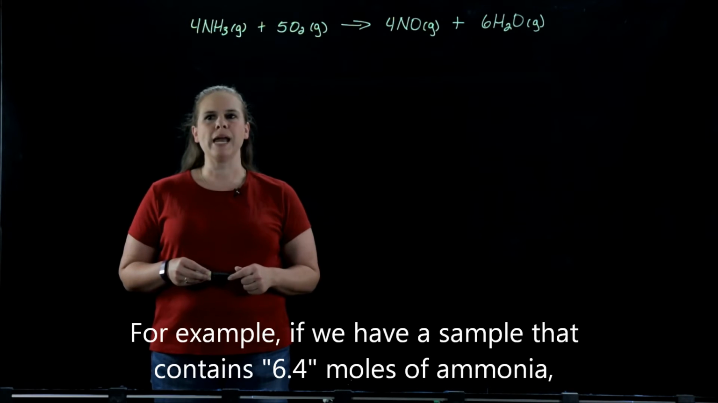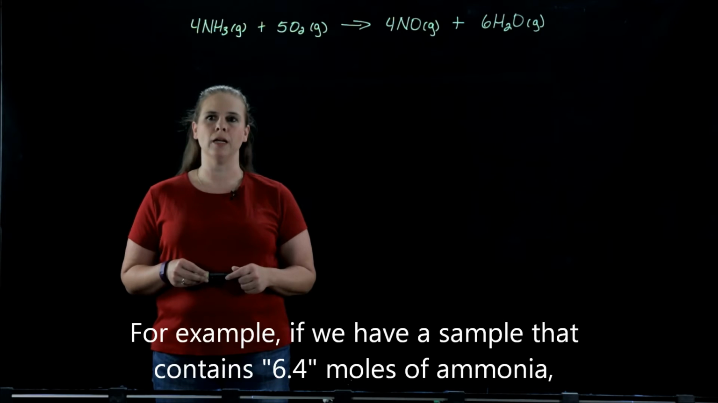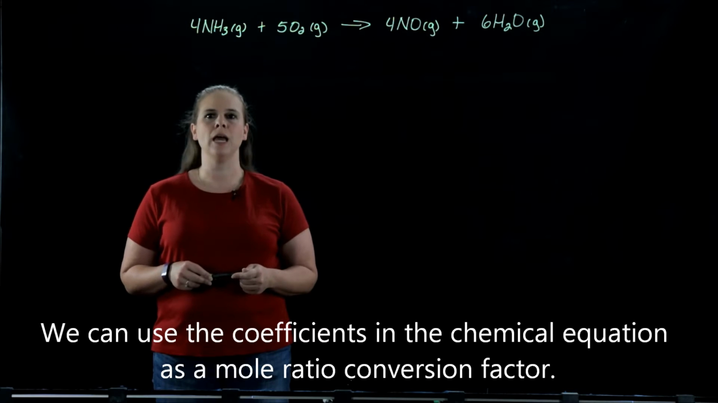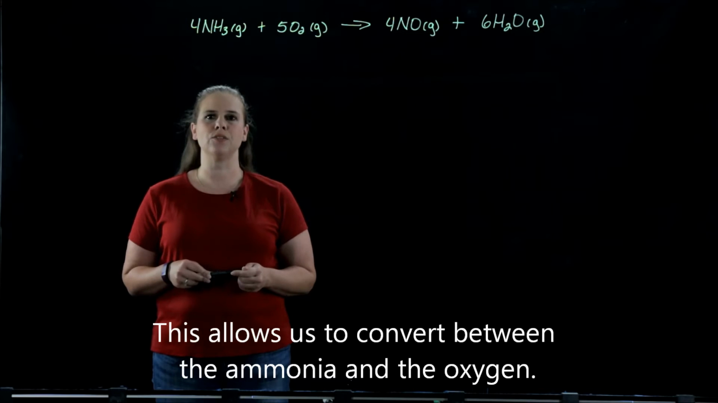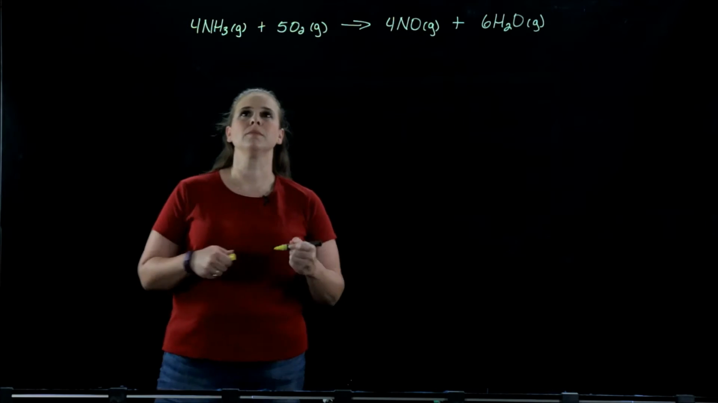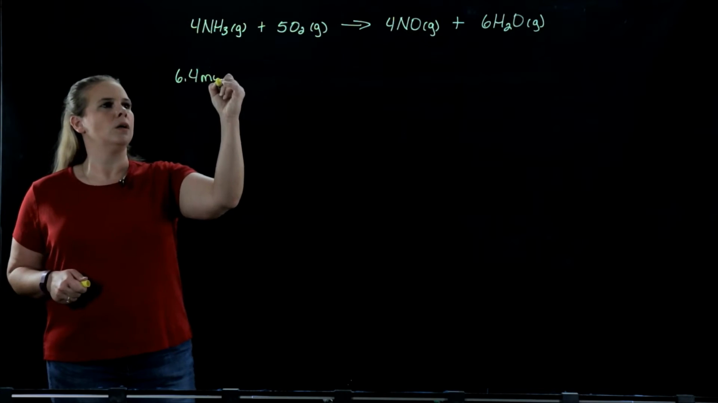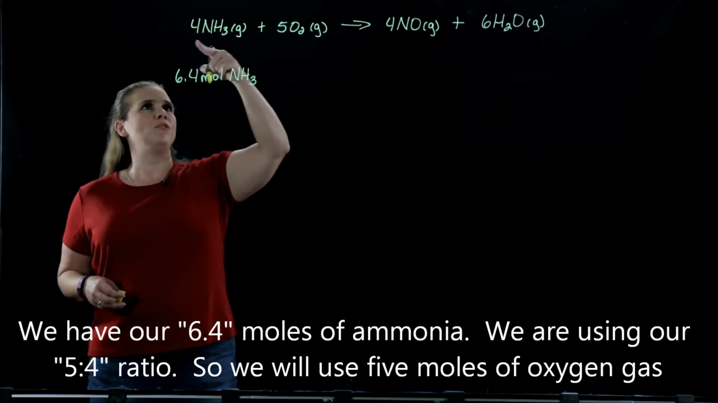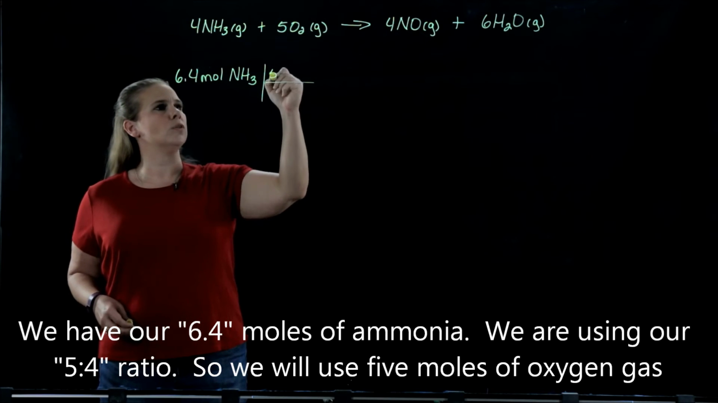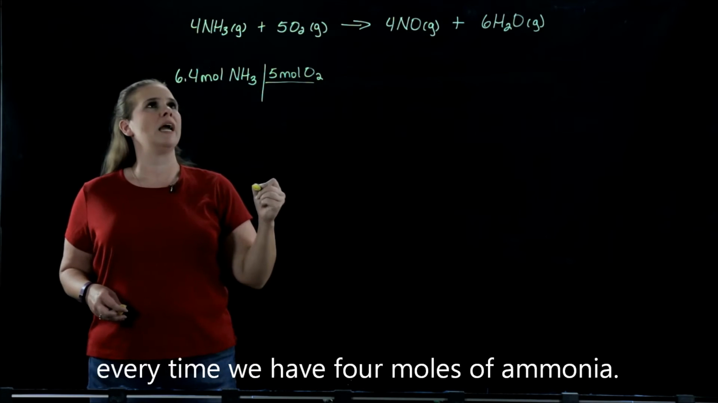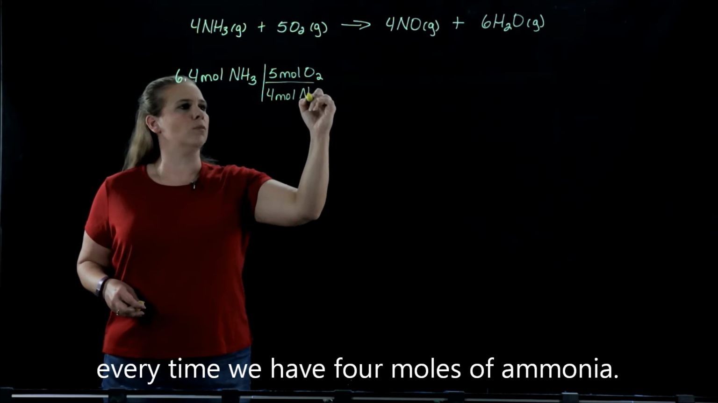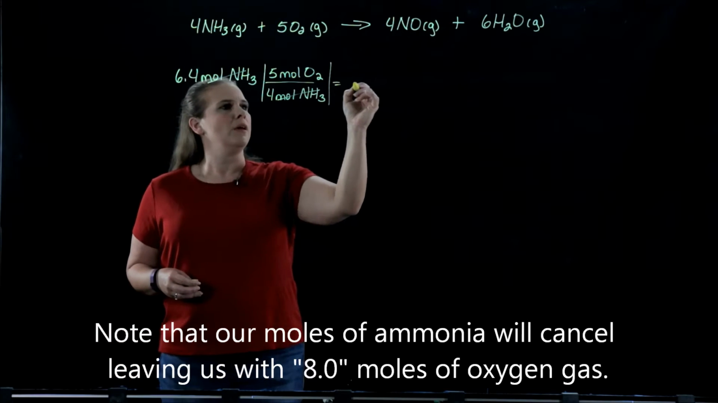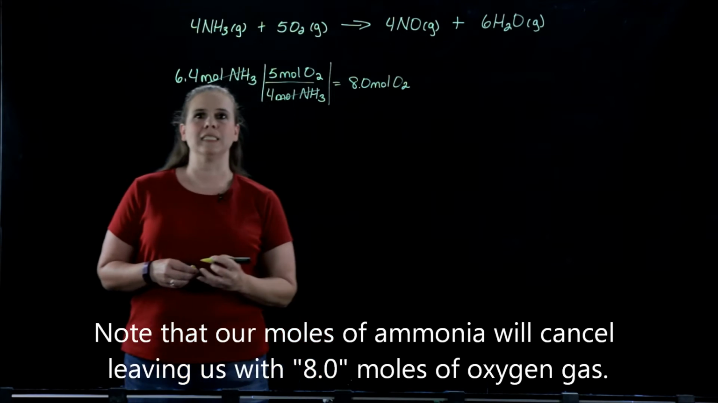For example, if we have a sample that contains 6.4 moles of ammonia, how many moles of oxygen are needed to completely react with it? We can use the coefficients in the chemical equation as a mole ratio conversion factor. This allows us to convert between the ammonia and the oxygen. We have our 6.4 moles of ammonia. We are using our 5 to 4 ratio. So we will use 5 moles of oxygen gas every time we have 4 moles of ammonia. Note that our moles of ammonia will cancel, leaving us with 8.0 moles of oxygen gas.